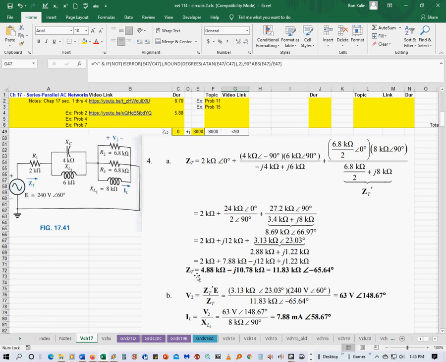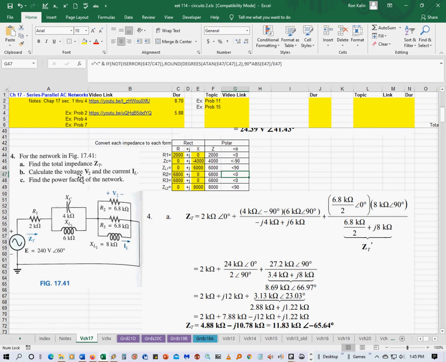You already found the total impedance, and you found Z sub T prime. So you just multiply it times the source voltage, which is 240 angle 60, divide by the total impedance, and you get 63 volts angle 148.67 degrees.